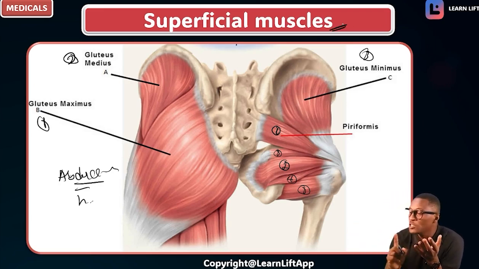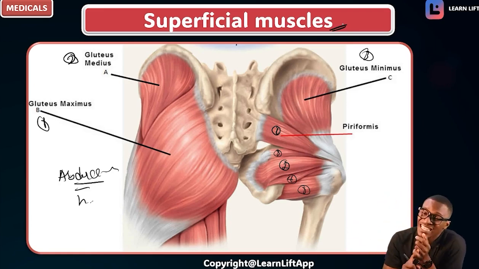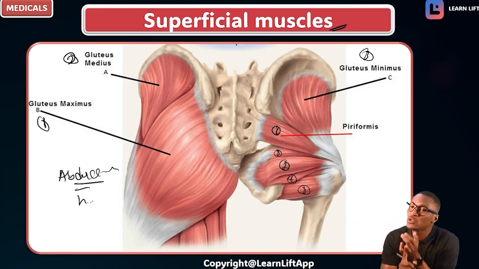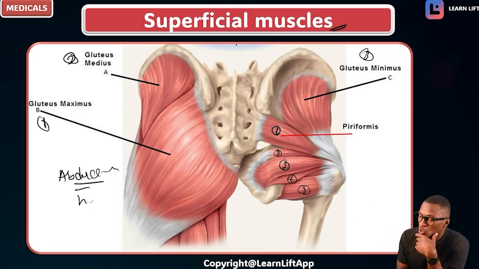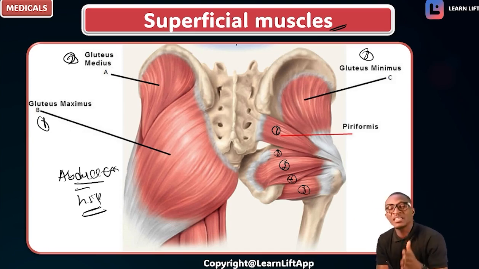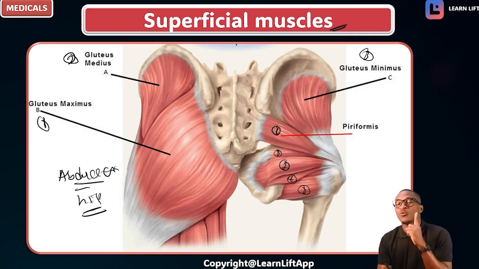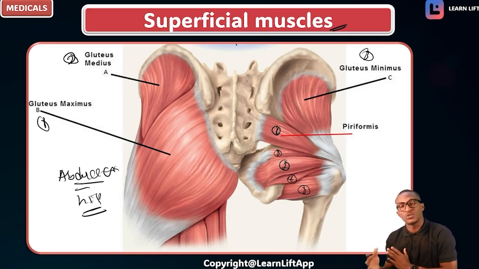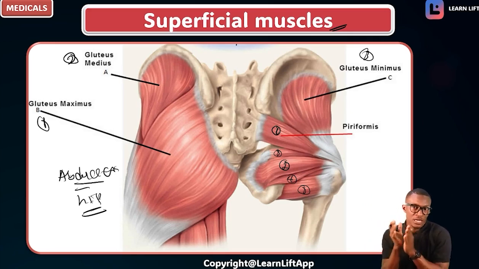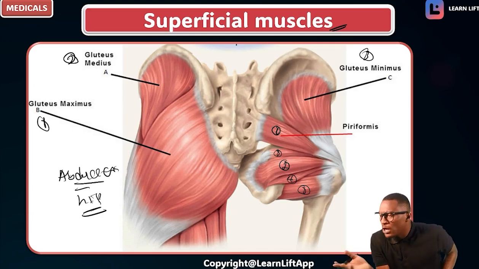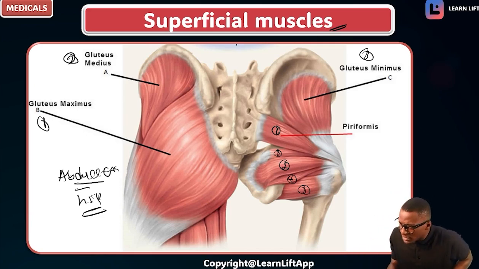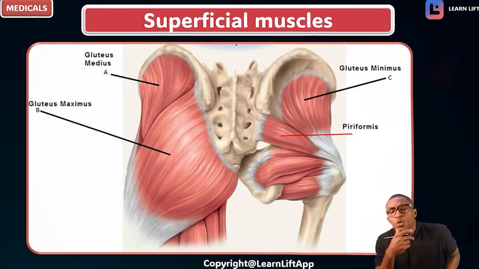Now I'm talking about the superficial gluteal muscles. Number 1, we said they are the extensors of the hip joint. Number 2, we said they are the abductors of the hip joint. And number 3, we said they are the medial rotators of the lower limb, that's on the thigh. While the deep muscles have majorly one function, they are the lateral rotators of the thigh or lower limb. Are you seeing that? So now we have talked about the superficial muscles.